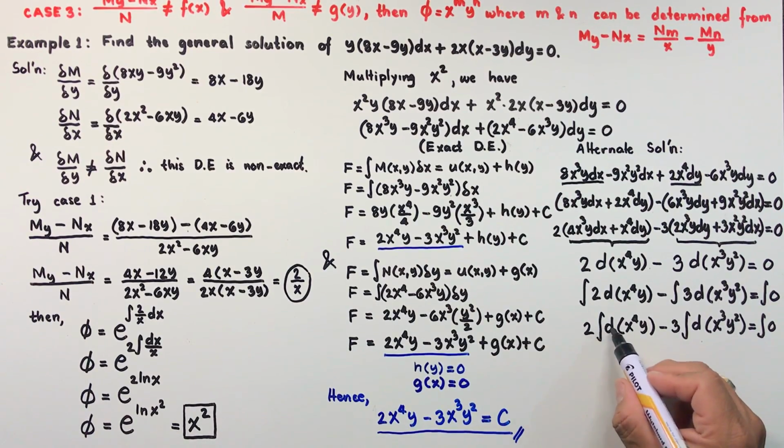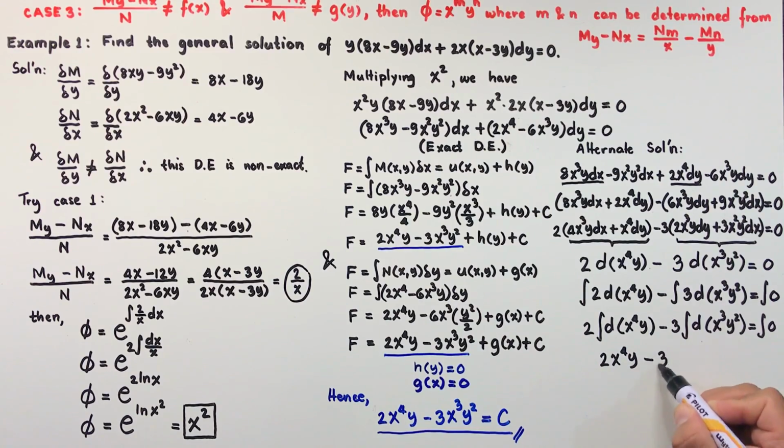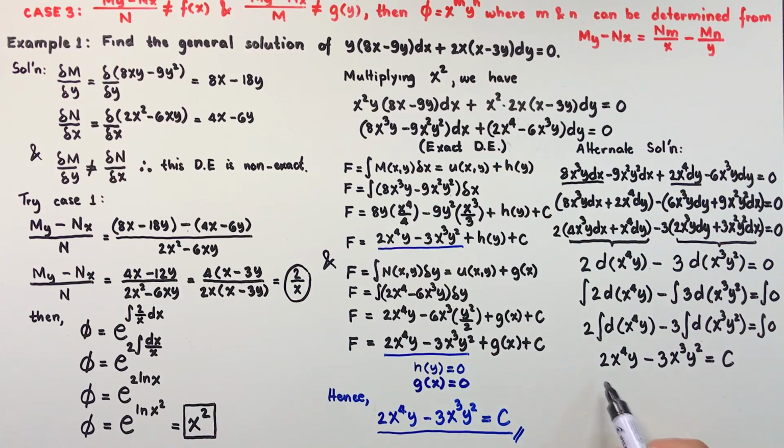But the integral of the differential cancels each other, so we have 2x to the power of 4 times y minus 3 times the integral of the differential, which cancels each other, so we have x cubed times y squared, and this is equal to the constant of integration c. And you can check that this one is the same answer as this one. So this method is using the integrable combination, which is a shorter one compared to this method.